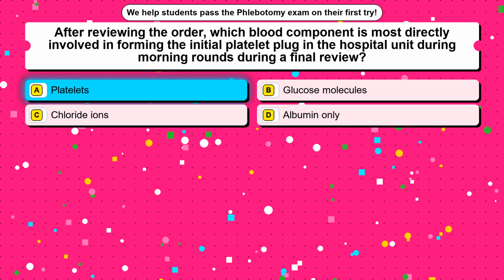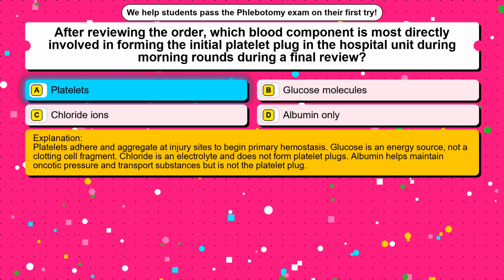The correct answer is option A. Platelets. Platelets adhere and aggregate at injury sites to begin primary hemostasis. Glucose is an energy source, not a clotting cell fragment. Chloride is an electrolyte and does not form platelet plugs. Albumin helps maintain oncotic pressure and transport substances but is not the platelet plug.